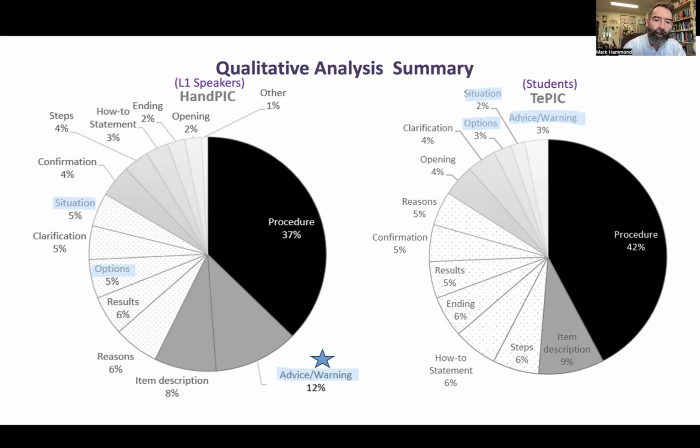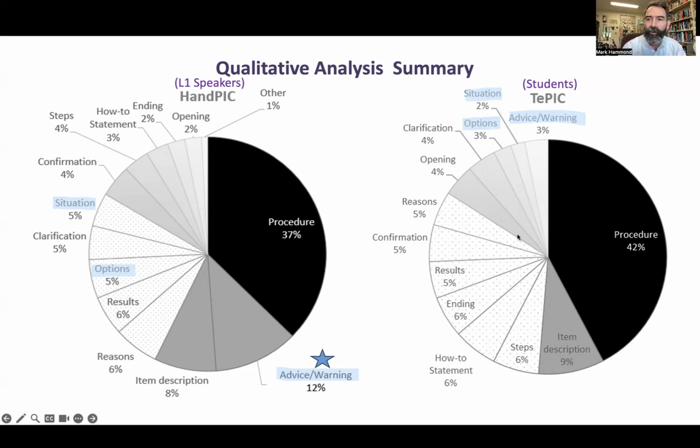Here it's the second most frequently occurring function. Students, it was way down, almost their last. It was like 3%. Here it's 12%. So that's definitely a big difference. Things like giving options, talking about the situation, not as big of a gap, but there's certainly a gap there.